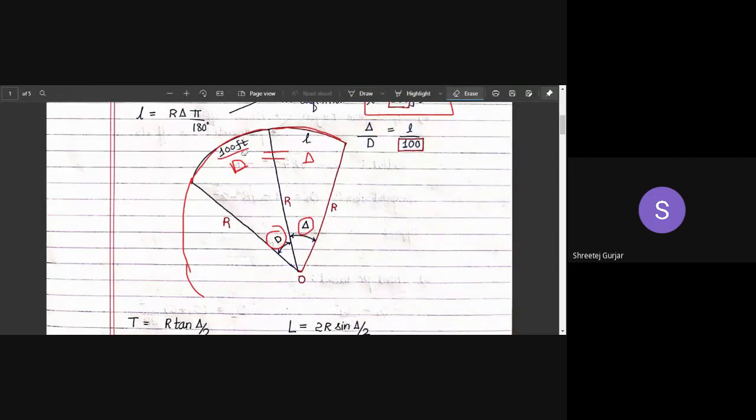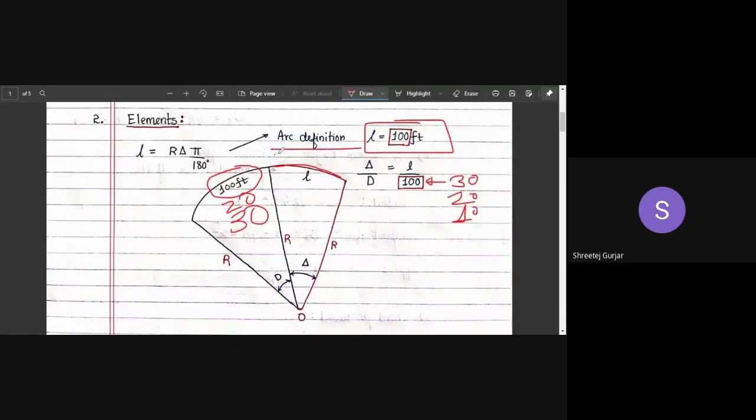This is what we have learned in the elements of a curve, and depending upon the length of the arc, if they give you 20 meters or 30 meters instead of 100, that is what you have to substitute here. Instead of 100, substitute 30, 20 or 10, whatever they give you, and you can calculate. So this is what we have learned using the arc definition.